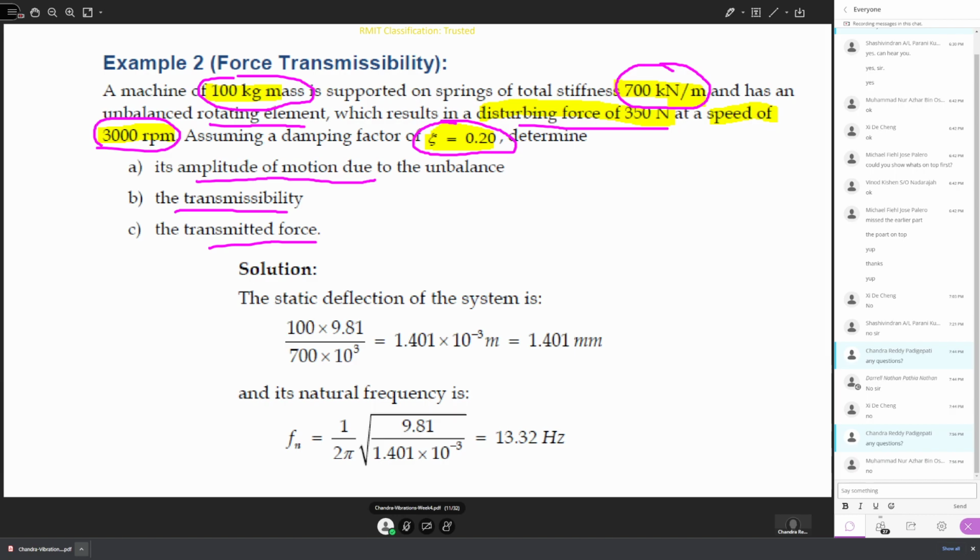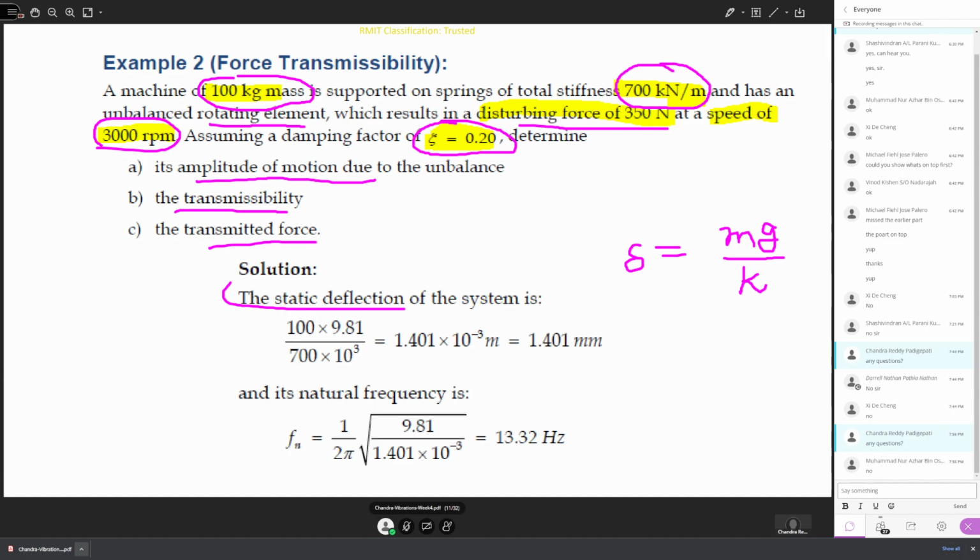For the given case, we can calculate the static deflection of the system. Static deflection delta is mg over k. mg is the weight of the system, and k is the stiffness constant. So k into delta, where delta is the deflection, is equivalent to the weight.